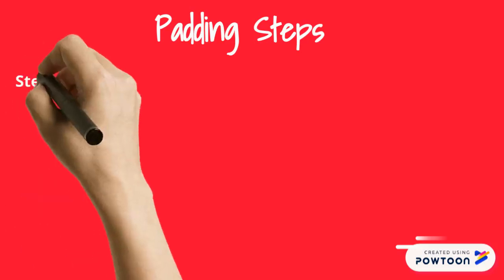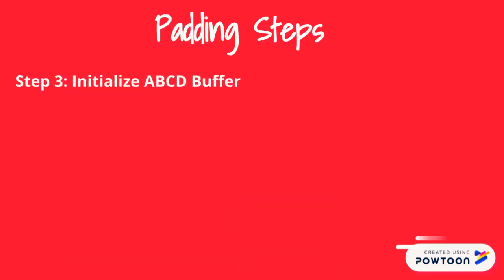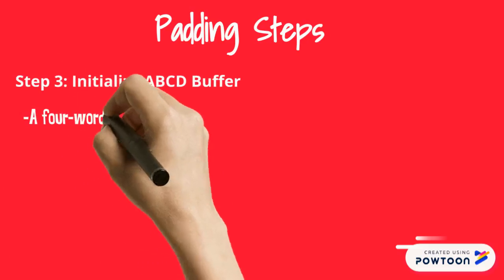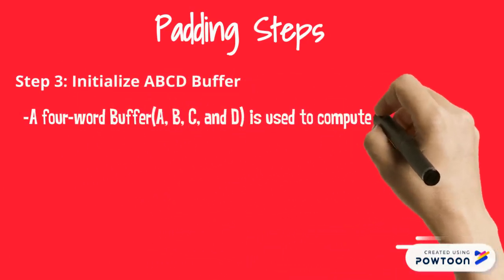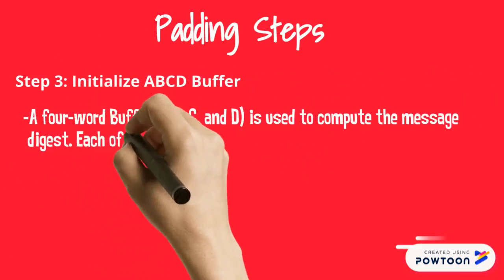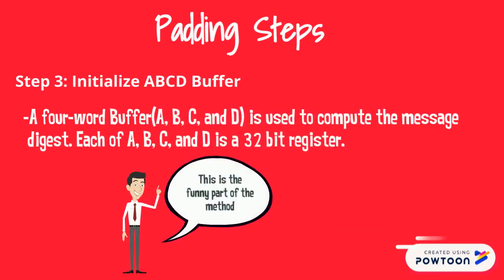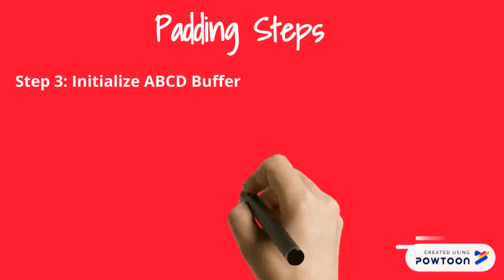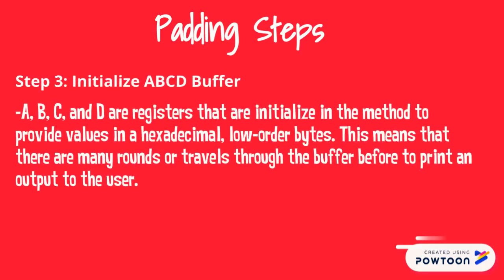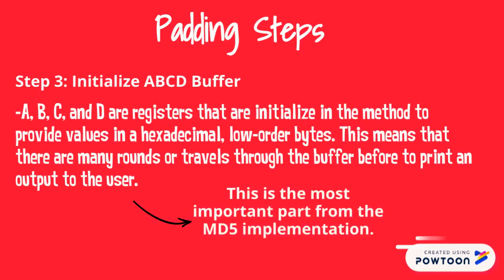The third step requires an initialization for the buffer. A four-word buffer (ABCD buffer) is used to compute the message digits. Each of A, B, C, and D is a 32-bit register for this method. Once we know that each of A, B, C, and D is a 32-bit register, we have to know that these registers are initialized to the following values in hexadecimal, low-order bytes first.